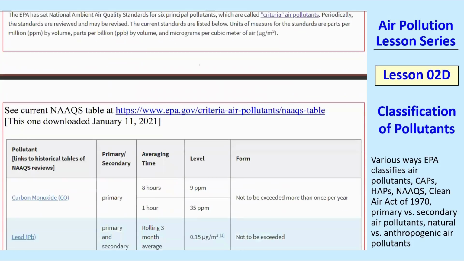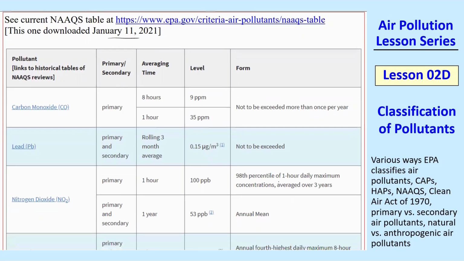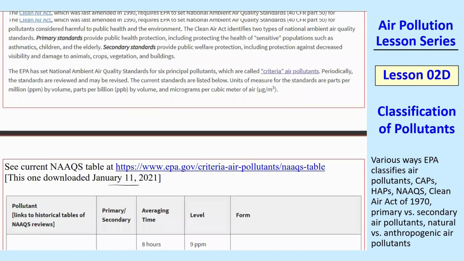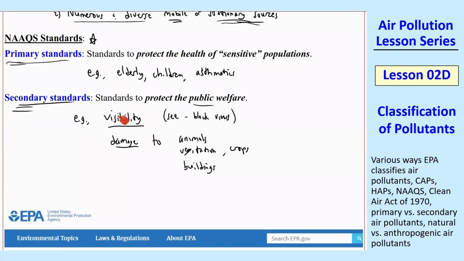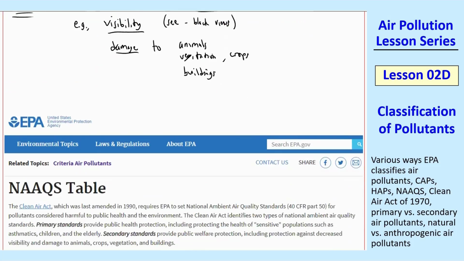I just have the caption there, and then here's the actual table of NAAQS that was downloaded January 11th, 2021, and this has not changed for a couple of years, as I said. So when we talk about the NAAQS, what we're talking about are National Ambient Air Quality Standards for the CAPS. So there's our CAPS: carbon monoxide, lead, nitrogen dioxide, and now we have primary and secondary, which I just defined up here, for how we set these standards. So primary, again, worried about health of people. Secondary, health of animals, damage to buildings and vegetation, etc.